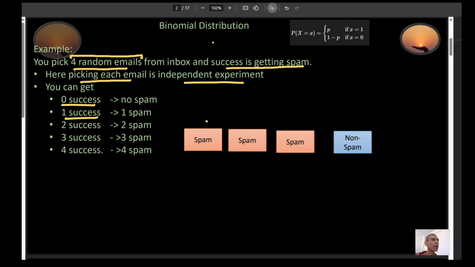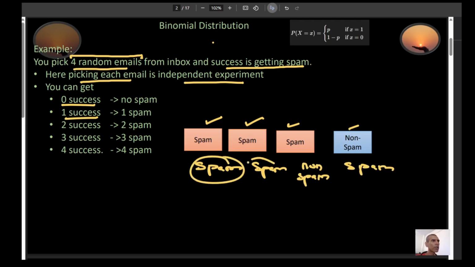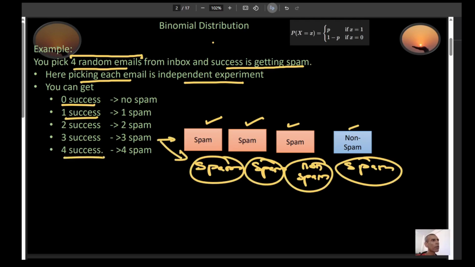So for example, in the first experiment, I may get spam, spam, spam, and non-spam. By the way, it can also go like this. This could be spam, and this could be spam, but this one could be non-spam, non-spam, and then this would be spam. So I can get it like that too. Or spam, spam, non-spam, and spam. So these are different ways you can actually get this. Then I can also have 4 successes. In other words, all 4 emails are spam.